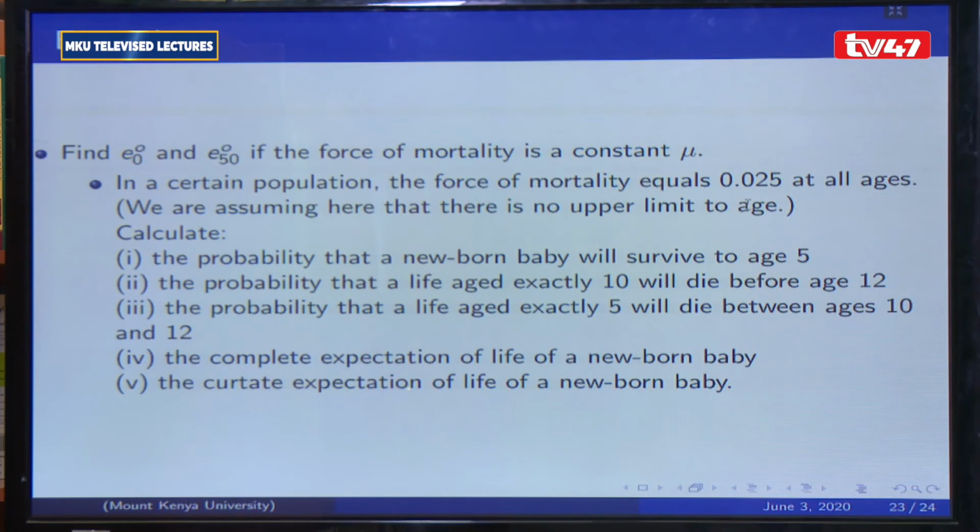So given the constant force of mortality, I want us to see how we can calculate the probability that a newborn baby will survive to age 5, the probability that a life aged exactly 10 will die before age 12, the probability that a life aged exactly 5 will die between ages 10 and 12, and also see how we can find the complete expectation of life and the curtate expectation of life. It is very simple.